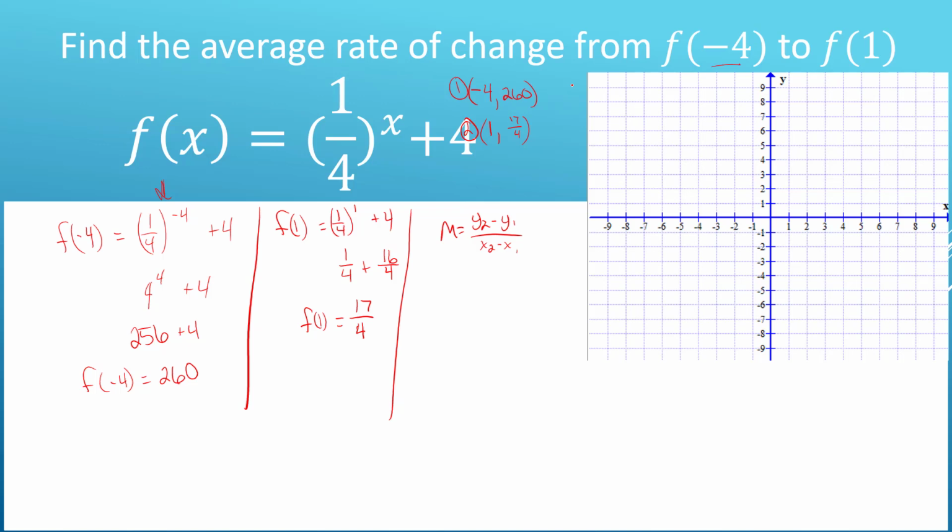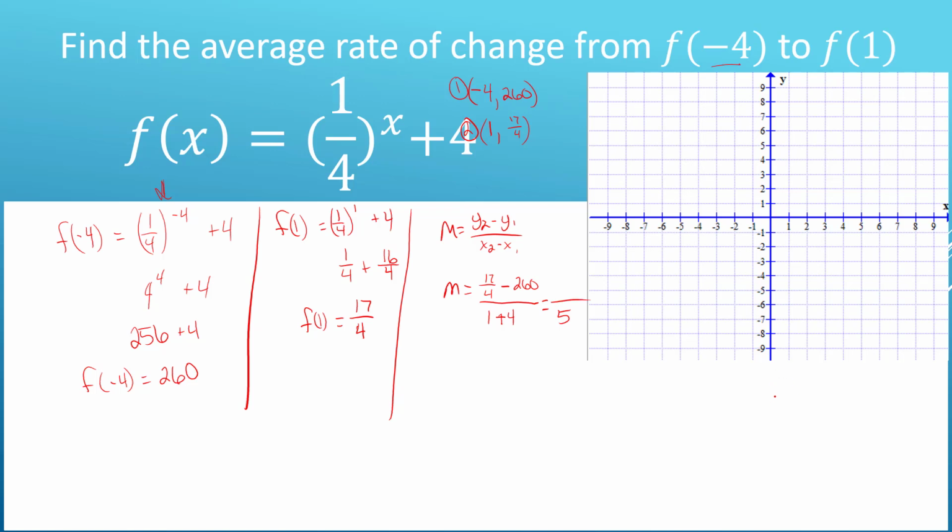Again, order doesn't matter. I could certainly have labeled the bottom one my first one and the top one my second one. What matters is that I'm consistent on which one I'm calling first and which one I'm calling second. So m is equal to y2, 17/4, minus y1, 260, over x2, which is 1, minus negative 4, which is going to become positive. And so we end up with 5 in our denominator.